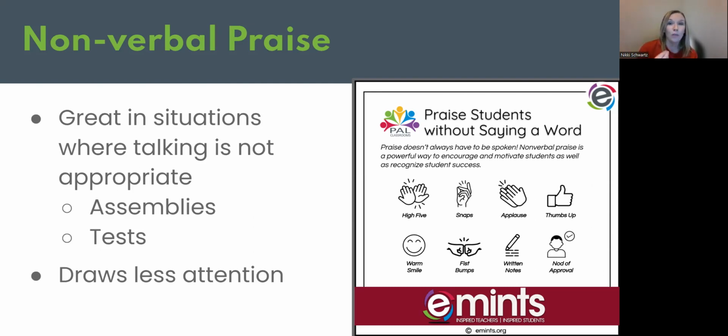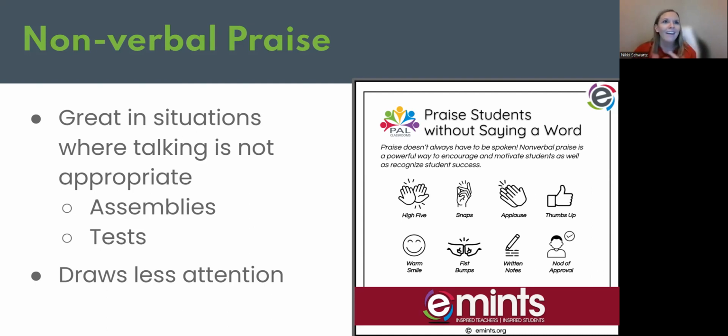So this is a non-threatening way to do that. And you can give these nonverbal praises, can be very small. It doesn't have to be anything very big. It can be like snaps. You can even teach this to your kids to where they're able to give nonverbal praise in your classroom, giving snaps, giving claps to their classmates whenever they do something in class.